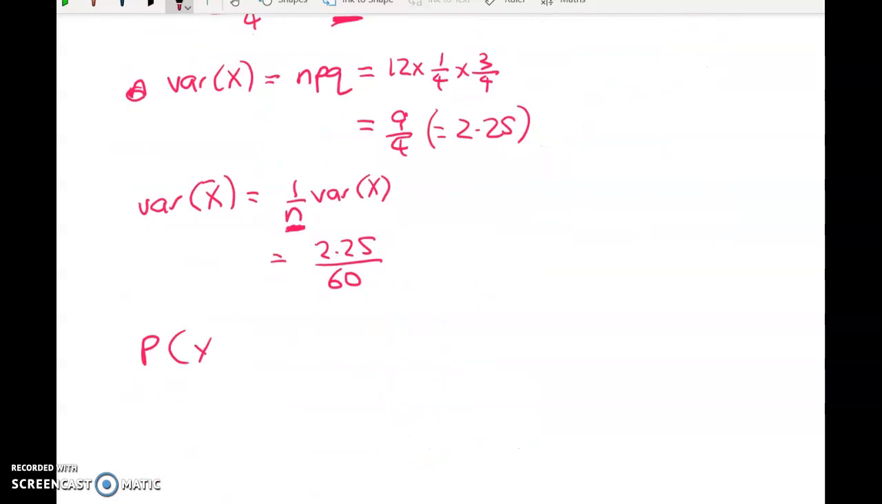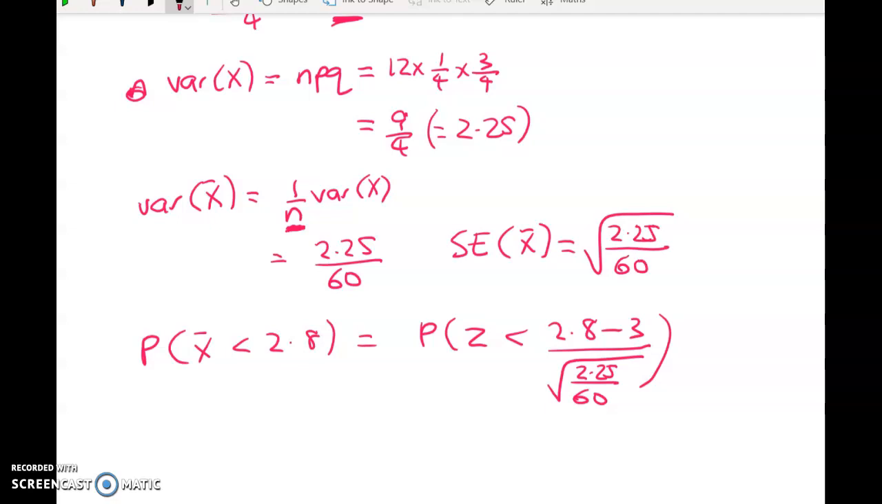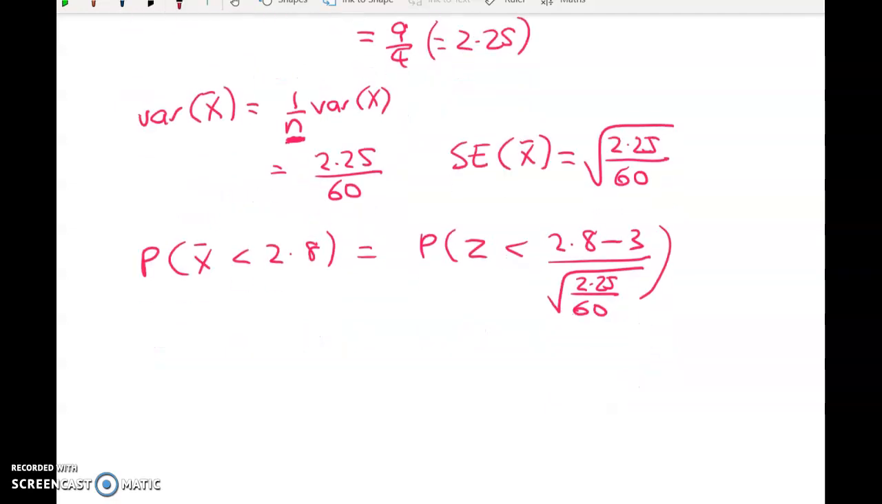So the probability that x bar is less than 2.8 is equal to the probability that z, the standard normal, is less than 2.8 minus 3 divided by this, the standard deviation of the sample mean, right? So what we've got here is the standard deviation of the sample mean is equal to the square root of the variance of the sample mean. Okay, so figuring all of that out, now we're on to the easy bit.